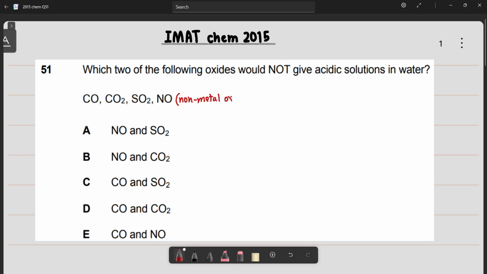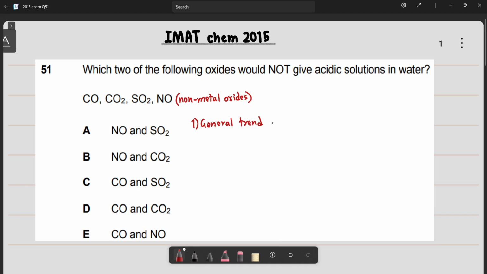So we know that these four oxides in the given list are non-metal oxides, and we must find out which oxides do not form acidic solution if they are dissolved in water, or which do not react with water at all, forming neither acidic solution nor alkaline solution, because some are neutral. So before jumping into that, we must recall the most important key points that would make it easier for us to solve this question.